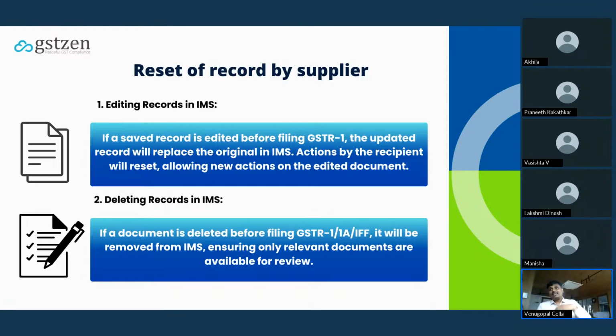Likewise, I may delete a record also. Like I have uploaded the sales register of party A and party B. Errors can happen. So before filing of R1, I realized that I've wrongly uploaded the wrong data. Then I'll select all and I'll delete it. So the moment I edit or delete, the action taken by the recipient will be reset. So a new action has to be taken for the document.